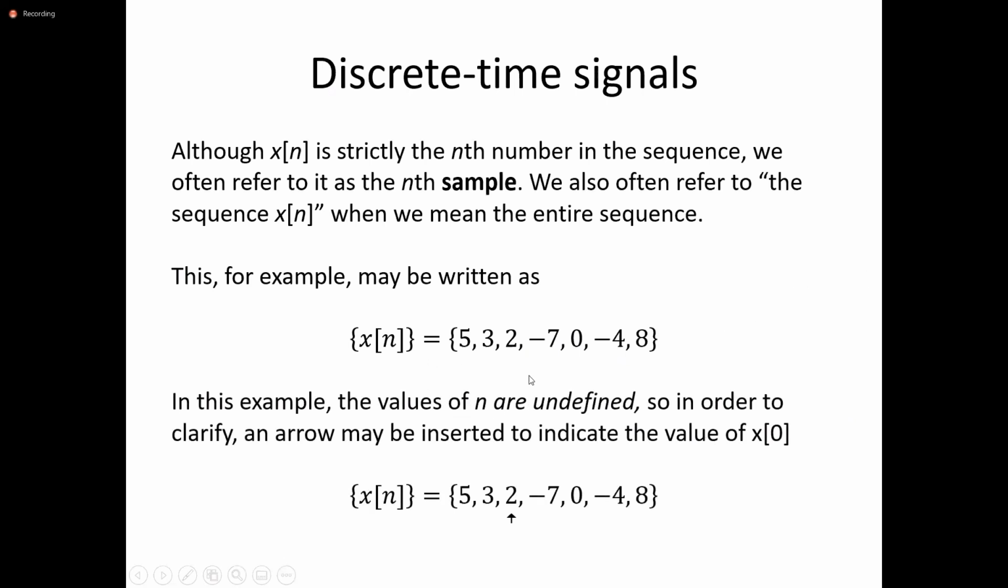So in this example above, our values of n are undefined. We haven't said which one is the first value, the 0th value, or a negative value of n. So here we will see that an arrow is being inserted, and this arrow is going to show us the 0th value of our sequence.